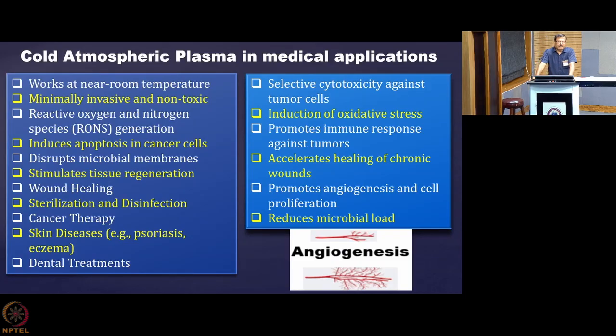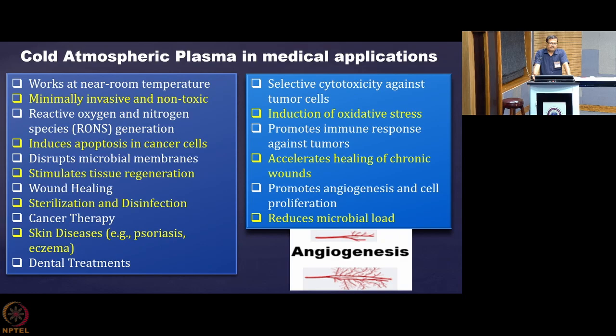Now, about the cold atmospheric plasma in medical applications, these are the important points to note. The cold plasma works at near room temperature. Near room temperature means it may not be, say, 20 degrees or 30 degrees centigrade. It may be a bit higher than that, but it is within the acceptable limit for living cells. So, they will not be harmed by the temperature of the plasma. You can very well touch the plasma by your hand.